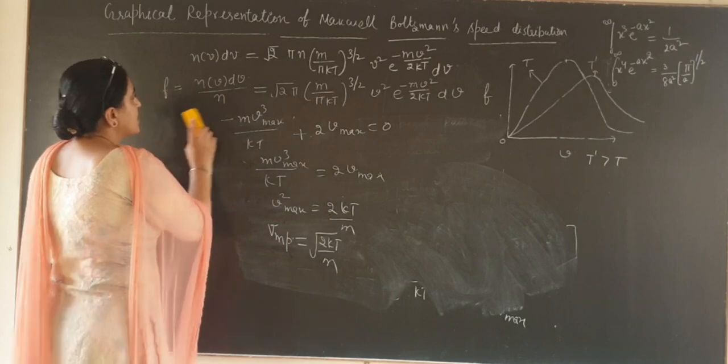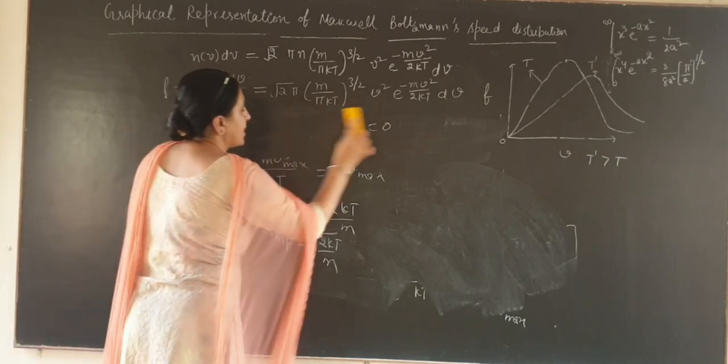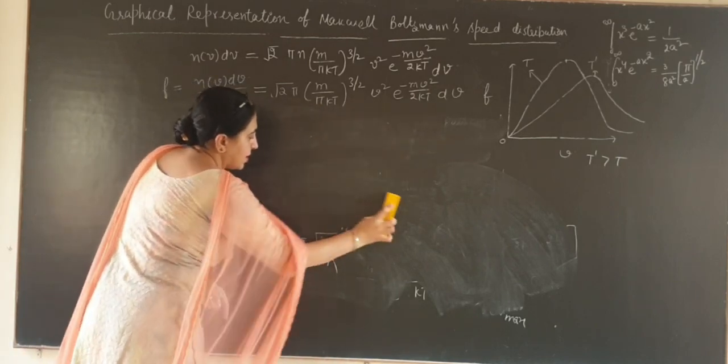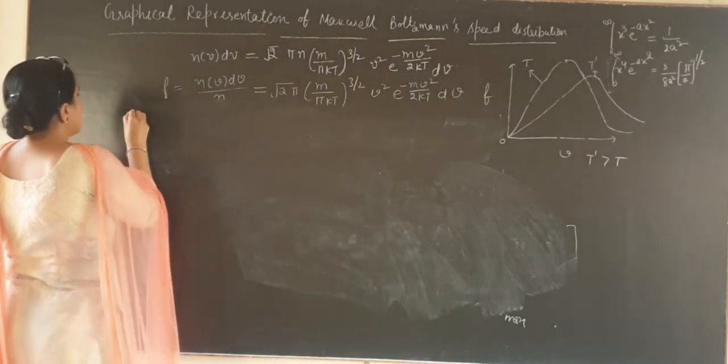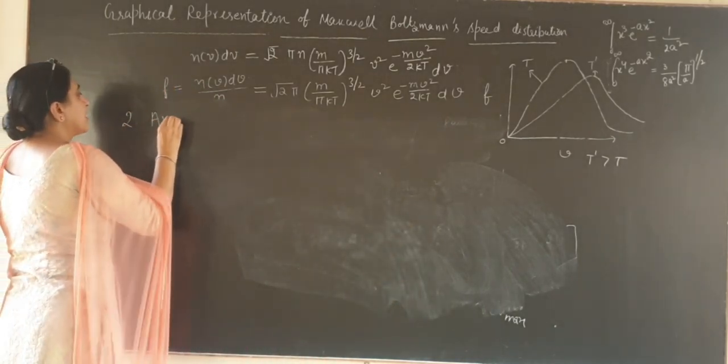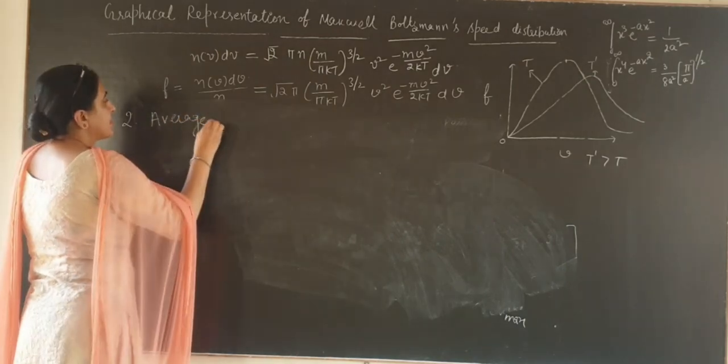Clear? Now the second one, write down. Second is average speed. What is average speed?